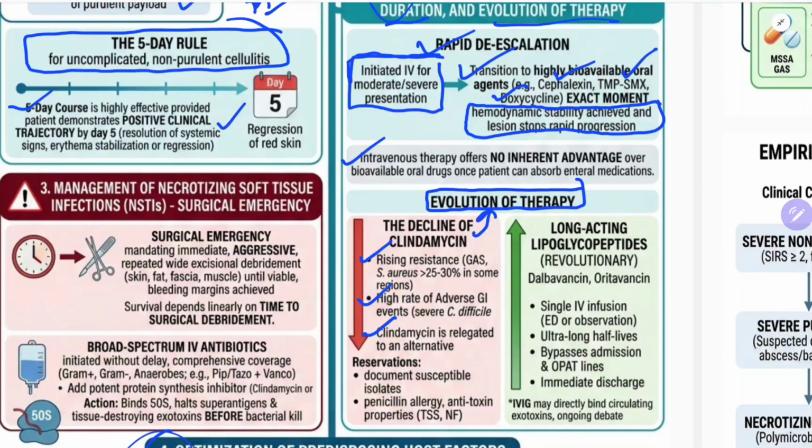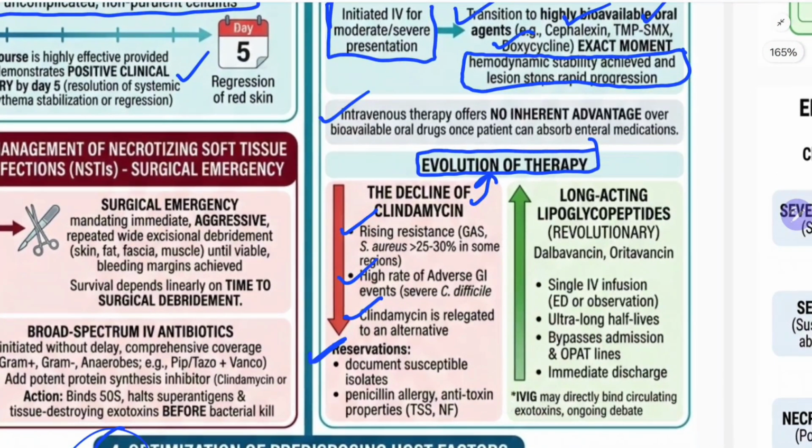So number one is doxycycline. Doxycycline has replaced clindamycin now, mainly for MRSA. Clindamycin is now reserved. It is not that you should never use it. It is reserved where the isolate is susceptible, meaning the staph aureus is susceptible. Then you can use clindamycin.